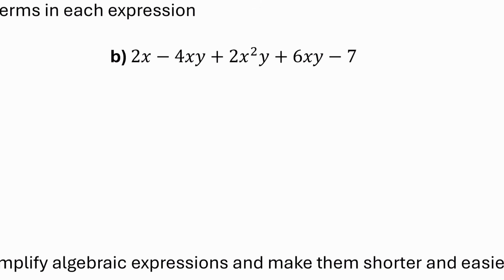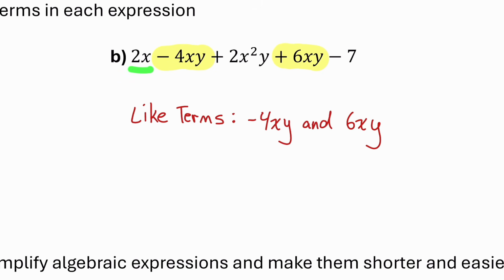Looking for terms that have the exact same variables with the exact same exponents, I see that I have a negative 4xy and a positive 6xy. Those are like terms because the variable parts are exactly the same, xy, xy. So those are like terms. And then none of these three other terms have a like term. There are no other terms that have the exact same variable parts.